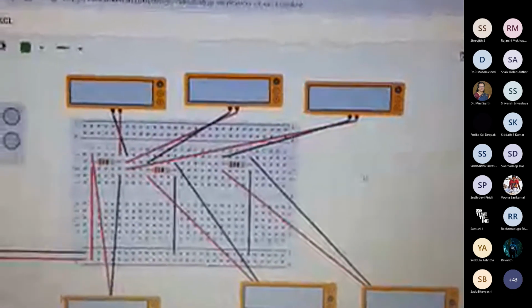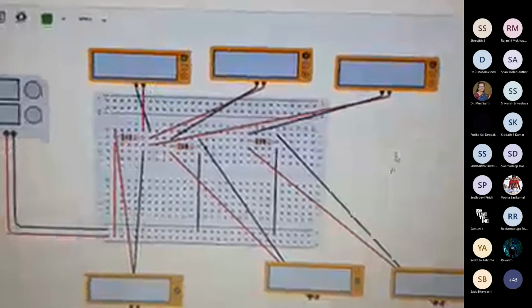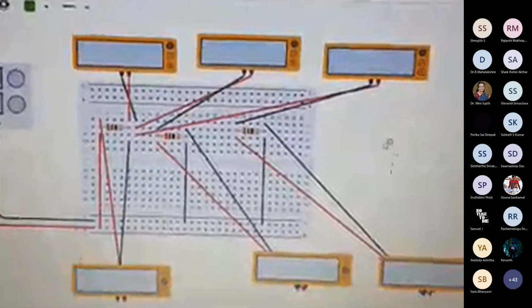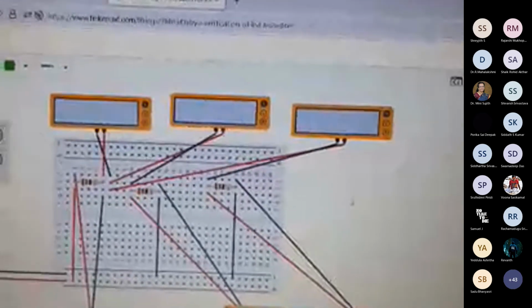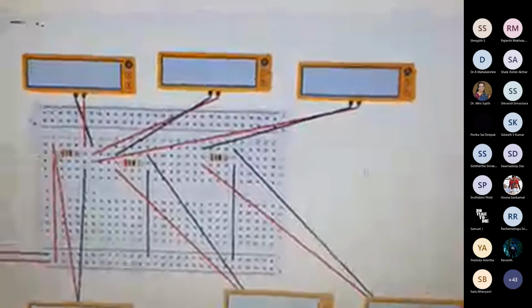Clear? Please tell me. Yes, ma'am. Okay, now you people can start doing theoretical calculations and make the connections. If you have any doubt, please let us know. Okay.